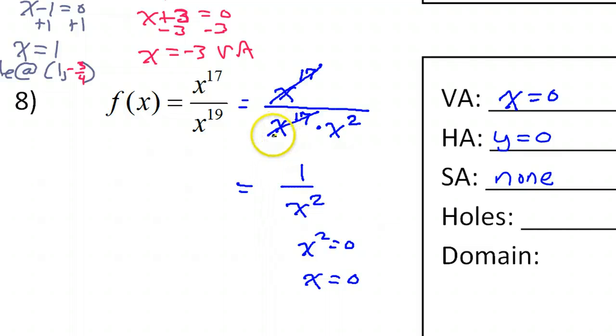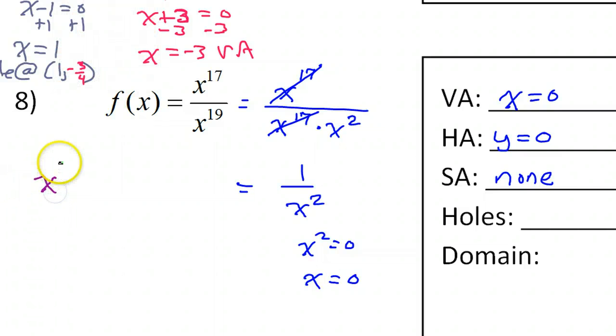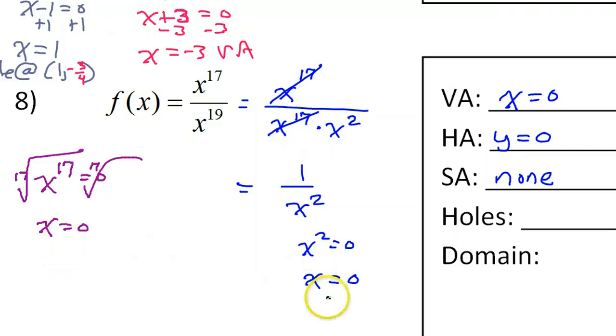Now normally I would say, alright, the one that canceled out, that's going to give me a hole. Let me change colors real quick. I would say, what about setting x to the 17th power equal to 0? I would technically take the 17th root of both sides, and that would give me x equals 0 as well. But whereas this was a vertical asymptote, when things are canceling out, I want to call that a hole. But you can't really have a hole at the same place where you already have a vertical asymptote.